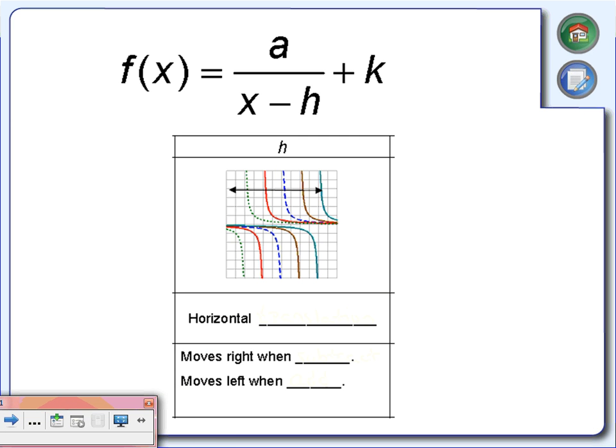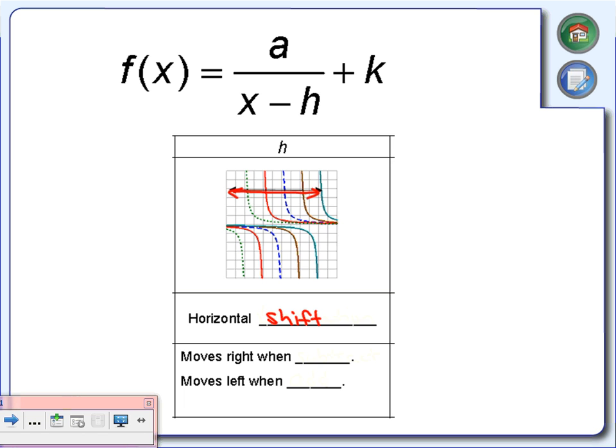Now let's look at the H. What is the H going to do to the graph? Well, they're kind of giving you a hint with these arrows right here. What are they trying to tell us right there with those arrows? What is the H going to do? What do the little arrows mean? Moving it left and right. Moving it sideways. So what's going to happen here is we're going to have a horizontal translation or shift, sliding it.